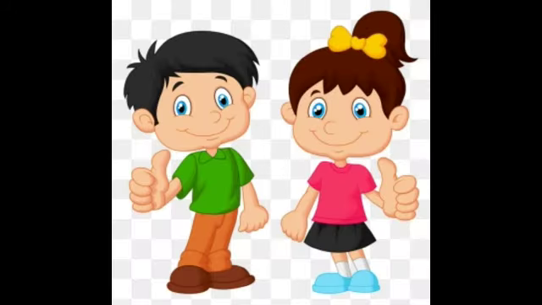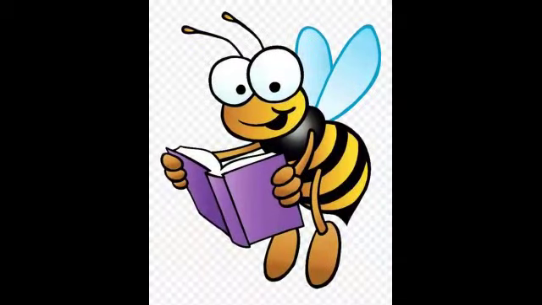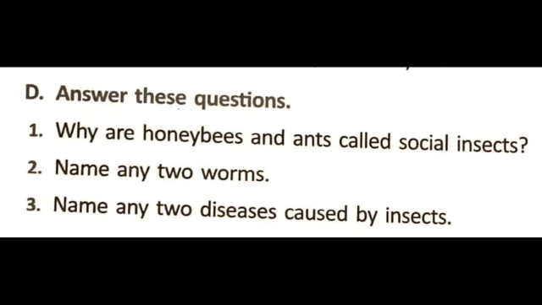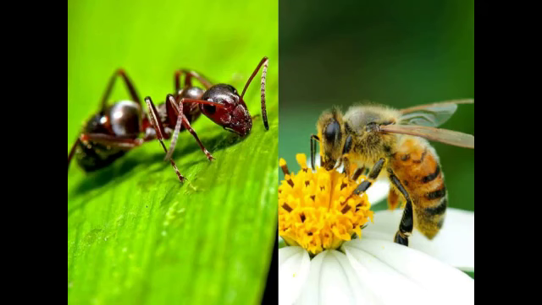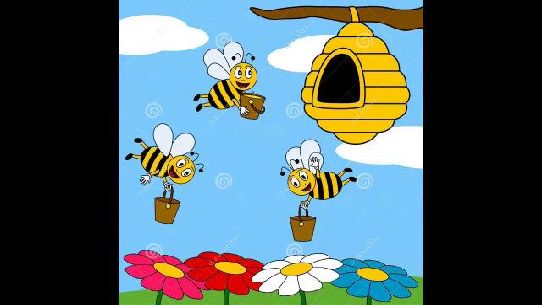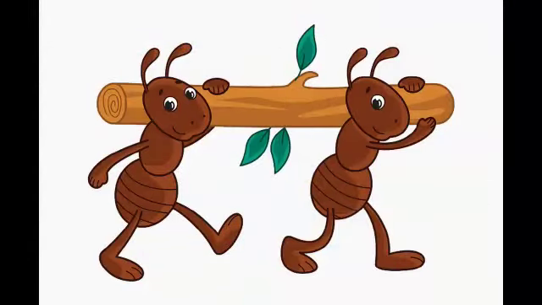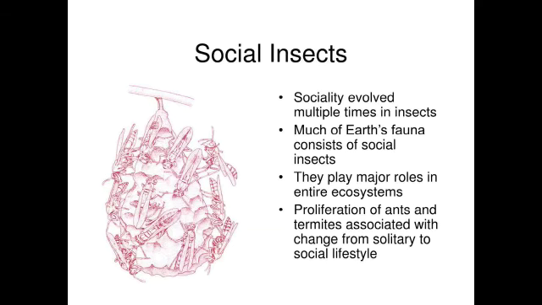Wow, that was interesting. Now let's check bit D. Here you have to answer the given questions. The first one is, why are honeybees and ants called social insects? So Slaters, we discussed this in our lesson. Honeybees and ants live and work together. They live in a well-organized home and they distribute work among themselves too. This is why they are called social insects.